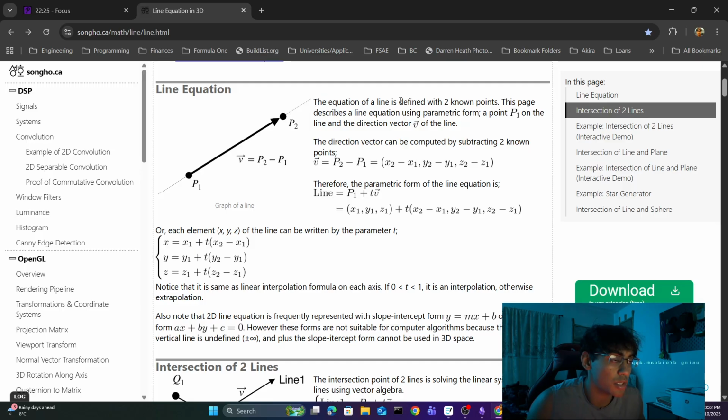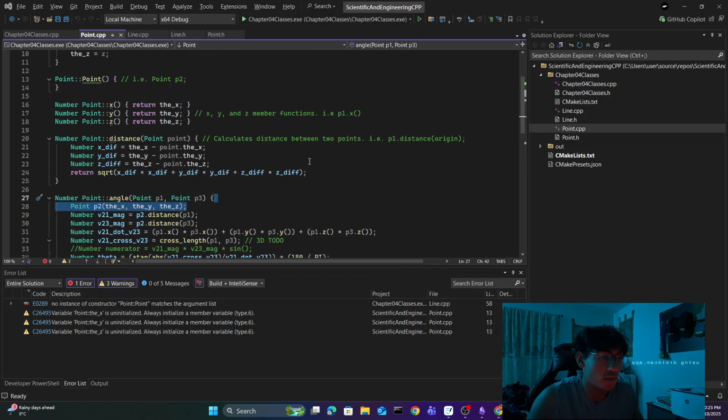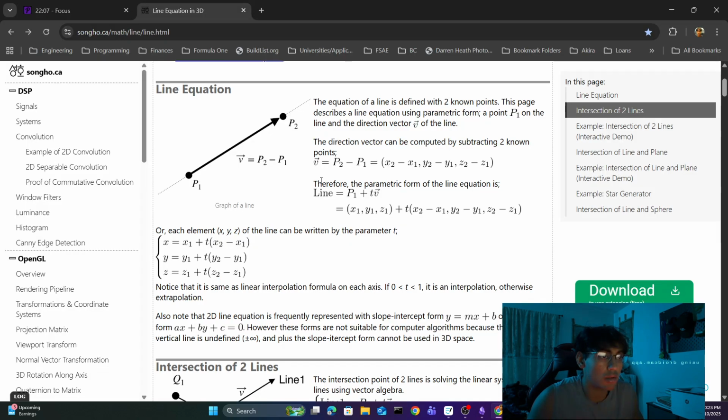So the equation of a line is defined with two known points, same as us. This page describes a line equation using the parametric form. A point P1, a line in direction vector V. Okay, so this seems to be more in line with the second way of creating a line. I don't think we'll be able to make a line with just 2 points anymore in 3D, but we'll see. I don't want to block myself off right now. The direction vector can be computed by subtracting the two known points. Okay, so we can do this given 2 points.